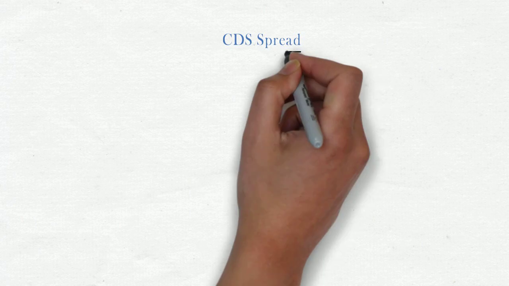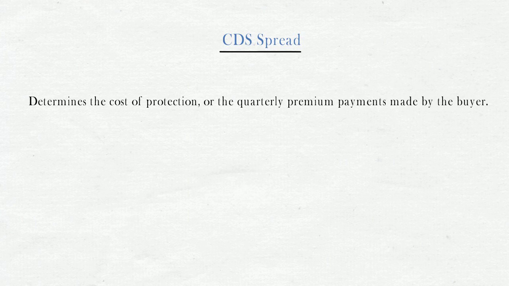CDS spread, or simply the spread, is what determines the cost of protection, the quarterly premium payments made by the buyer. In the market, CDS contracts are quoted in terms of spread or basis points. As you know, 1 basis point equals 1/100 of a percentage point, or 100 basis points equals 1%.